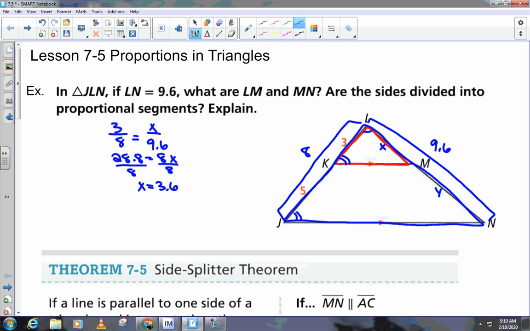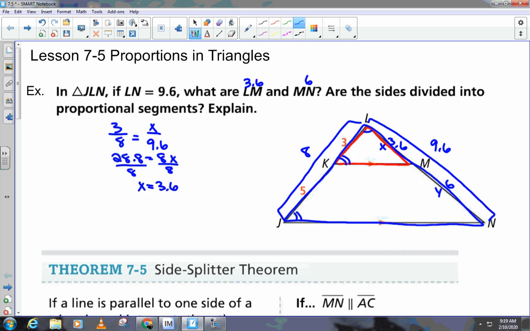So, this x right here is 3.6, which means my y would be 9.6 minus 3.6, which is 6, right? Okay, so that answers the first two questions. LM is 3.6 and MN is 6, right?